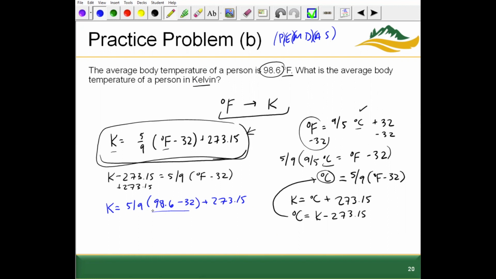So we'll do whatever's in parentheses first. So we took care of this first, then the next step would be to multiply these two, so 5/9 times 66.6. That gives us 37, and now plus 273.15, and here we should get 310.15 Kelvin.